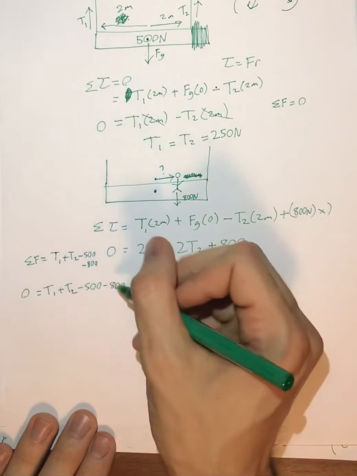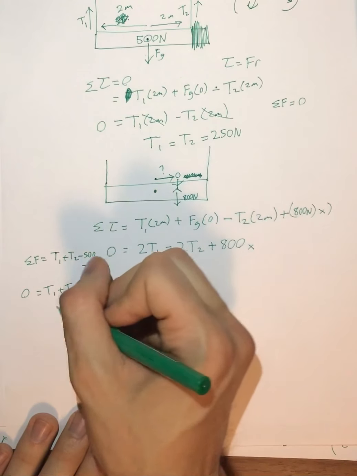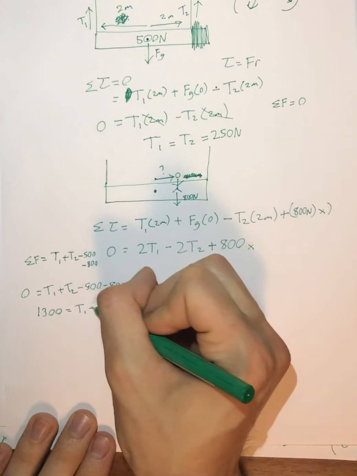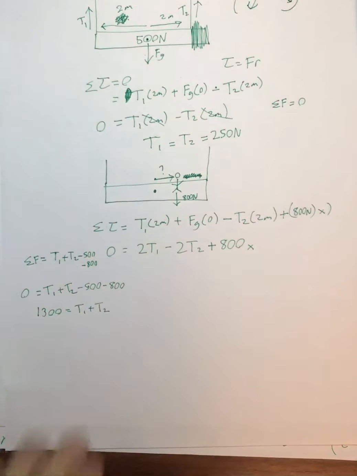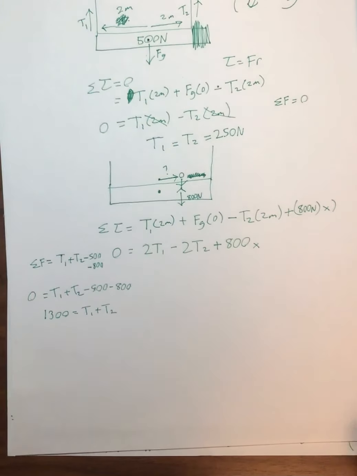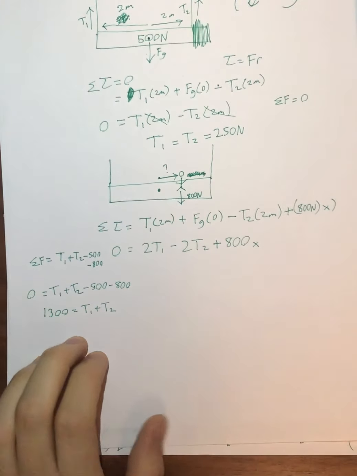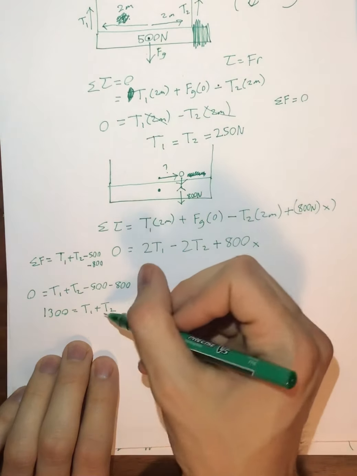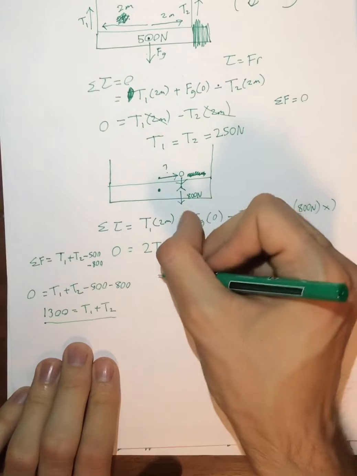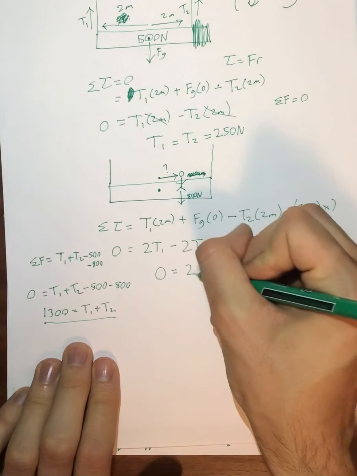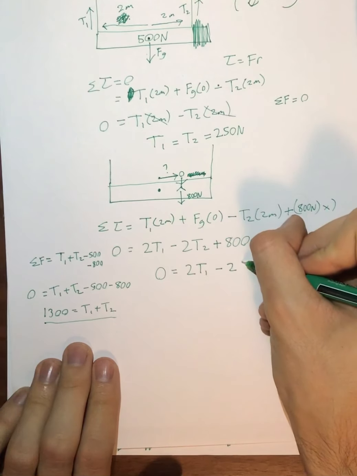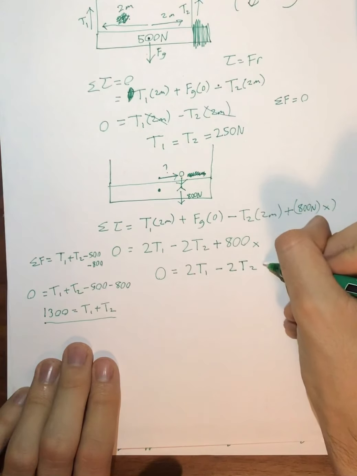And then I add those over. So 500 plus 800 is 1300. So both T1 and T2 need to add up to 1300 because they have to support the weight of this beam and the guy on it. Now, if this is true, one of the tensions, okay, is going to be 550, right?